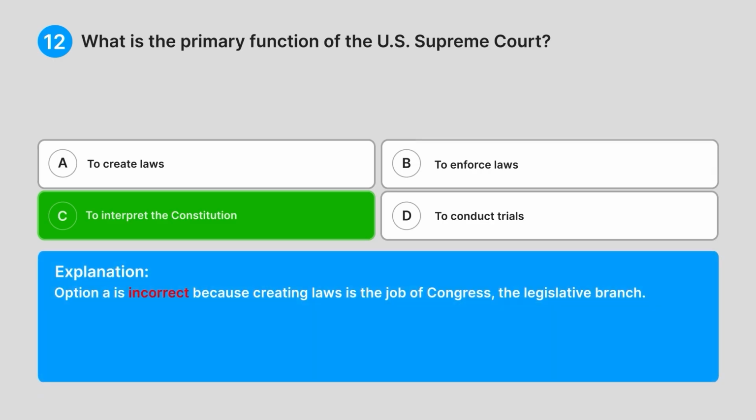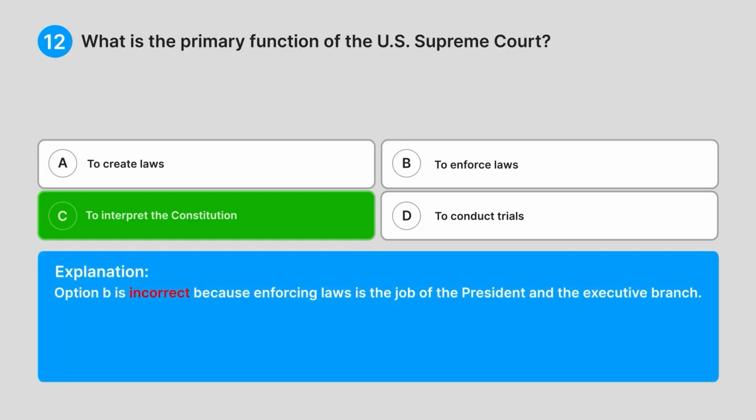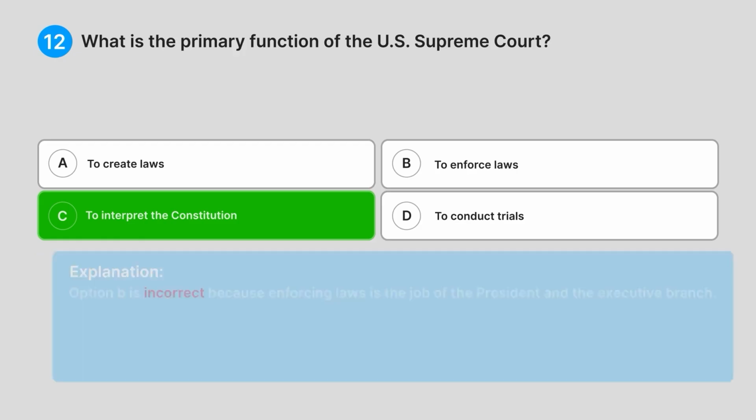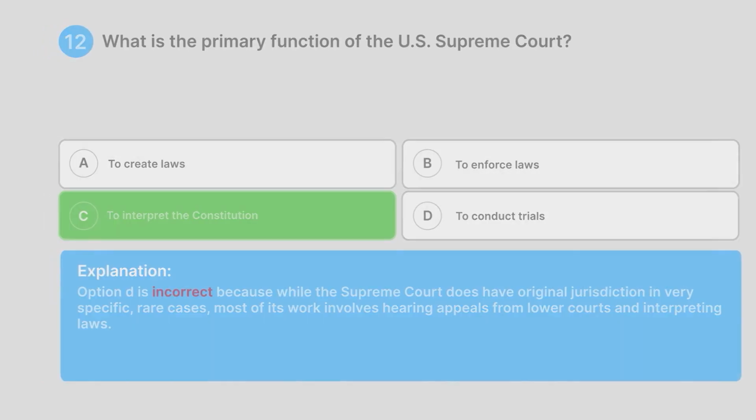Option A is incorrect because creating laws is the job of Congress, the legislative branch. Option B is incorrect because enforcing laws is the job of the President and the executive branch. Option D is incorrect because while the Supreme Court does have original jurisdiction in very specific, rare cases, most of its work involves hearing appeals from lower courts and interpreting laws.